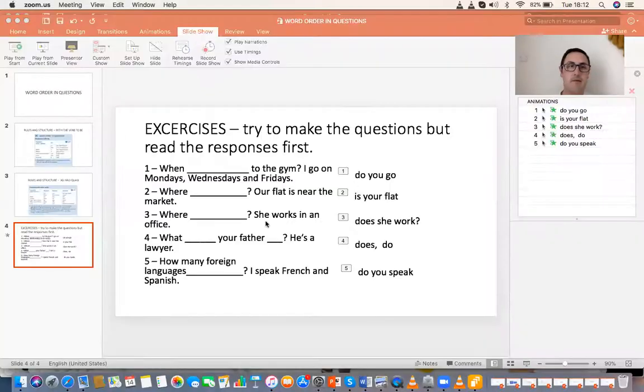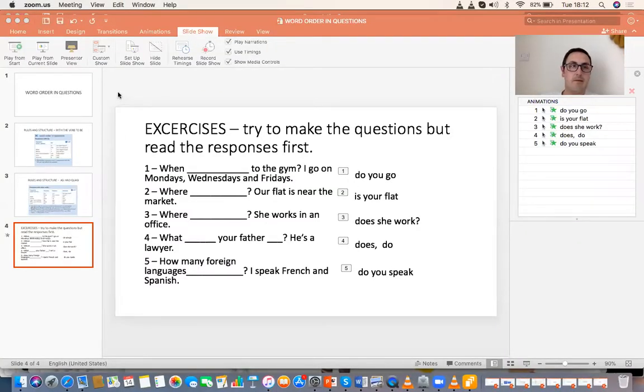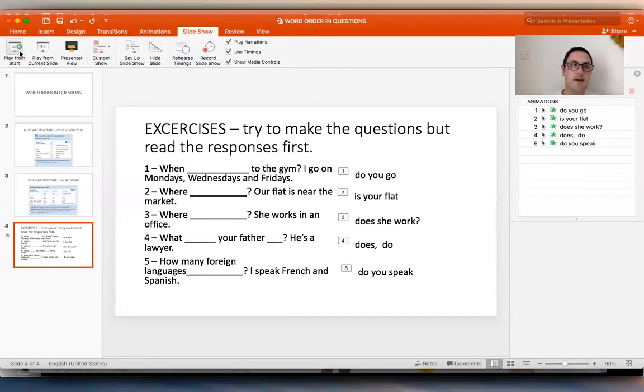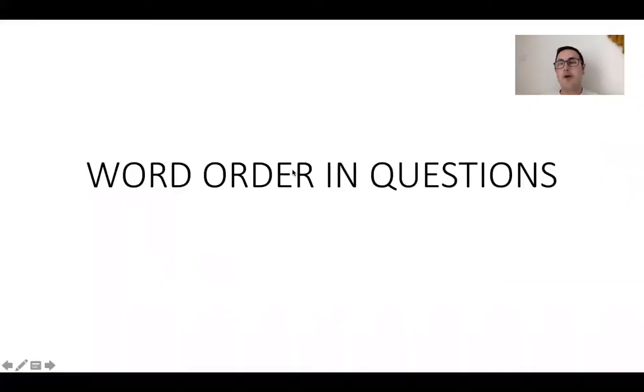So today's fast grammar lesson is going to be making questions. Okay, how do you make a question in English? So for this, let me share this with you. Now, word order in questions.